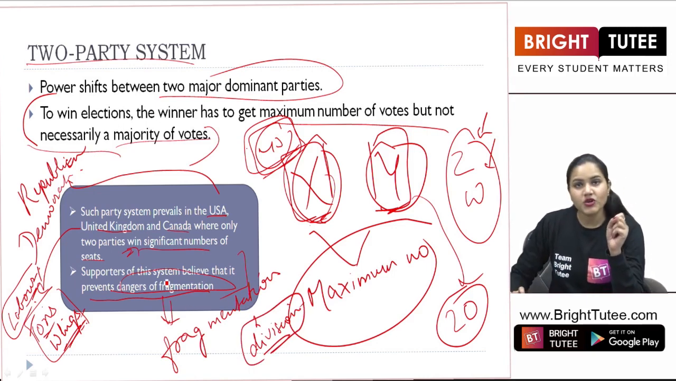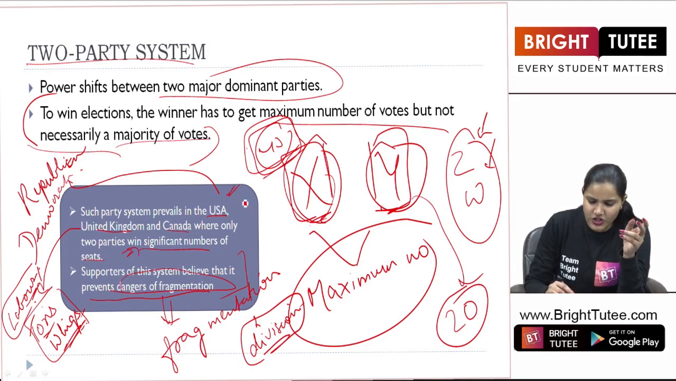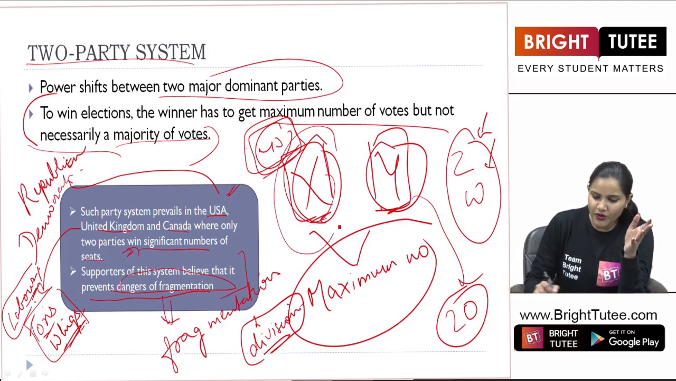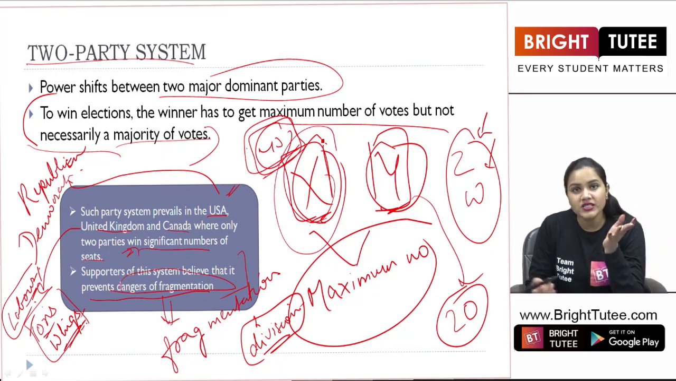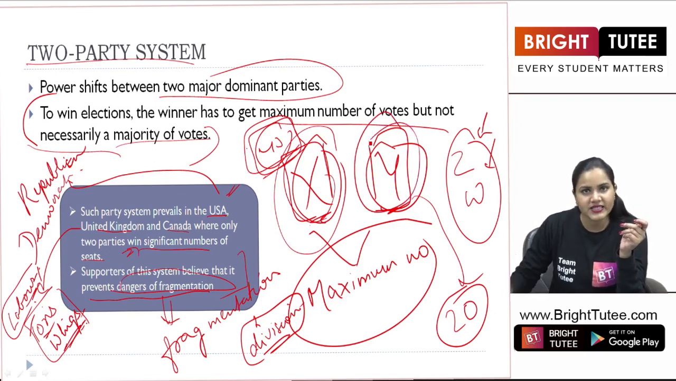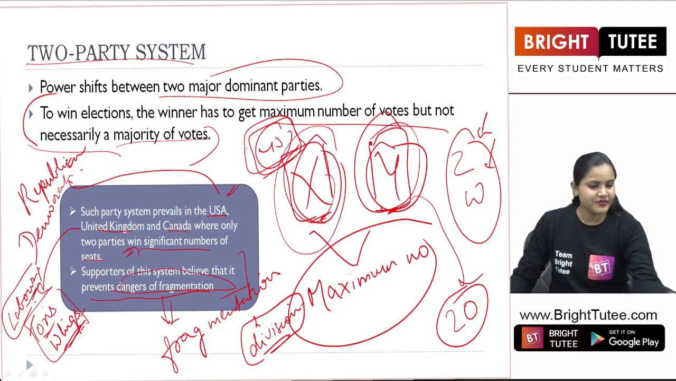So basically, the supporters of the two-party system believe in this idea that they are getting fair chances of winning. Once they vote for X, they can see their policies being initiated. If they are not liking it, they are going to vote for Y in the next election. So this is how the system works here.